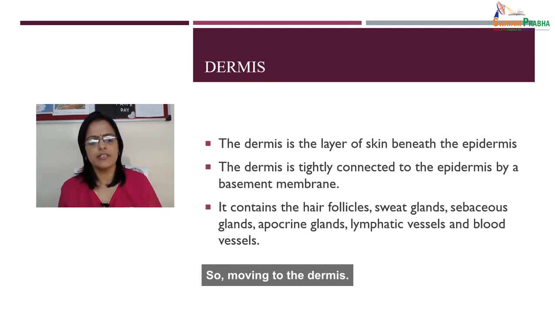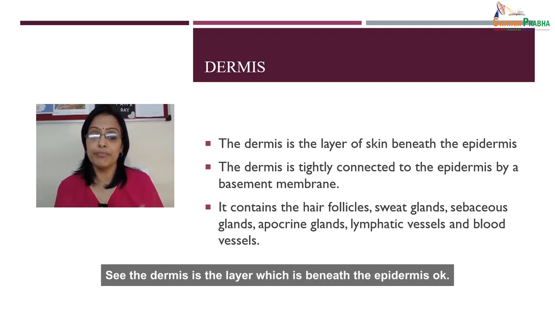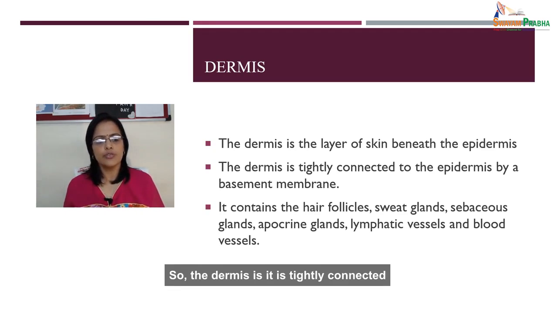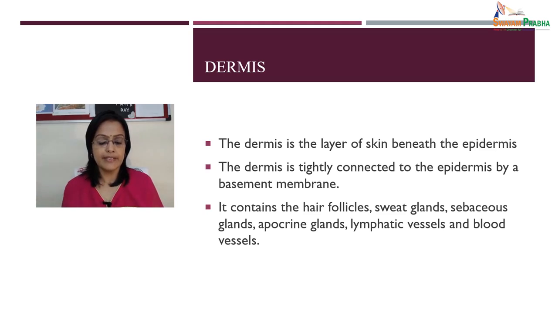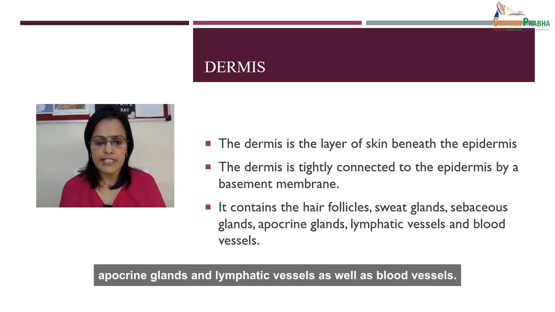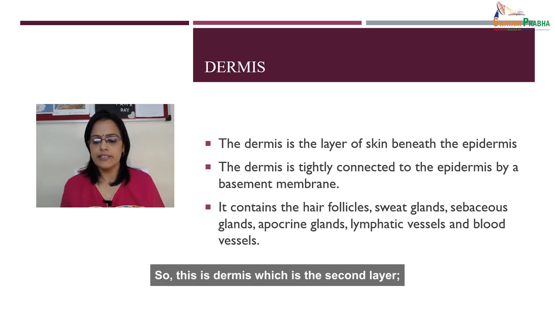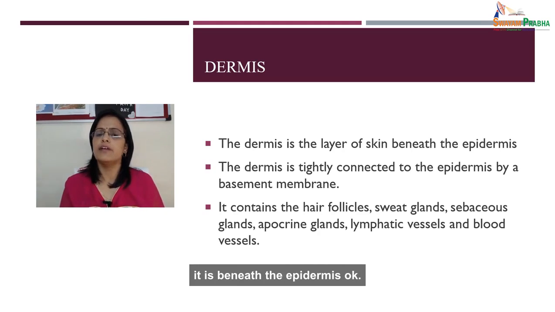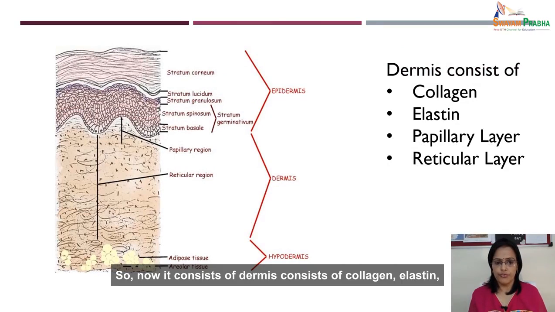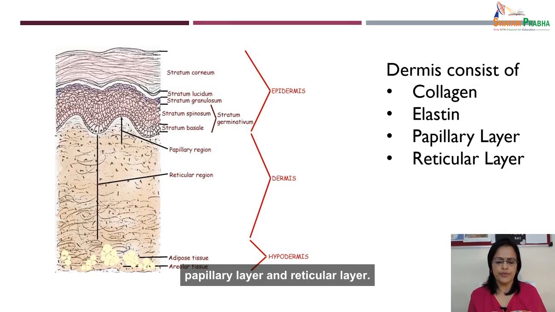So moving to the dermis. See, the dermis is the layer which is beneath the epidermis. Okay, that consists of epithelial tissue, and it cushions the body from the stress and strain. It is tightly connected to the epidermis by a basement membrane. It contains the hair follicles, sweat glands, sebaceous gland, apocrine gland, and lymphatic vesicles, as well as blood vesicles. So this is dermis, which is the second layer. It is beneath the epidermis. Okay. Now dermis consists of collagen, elastin, papillary layer, and reticular layer.